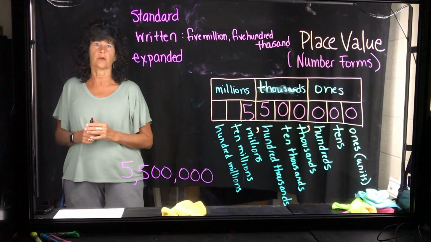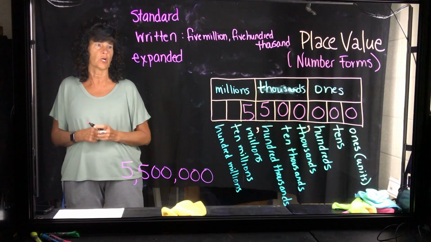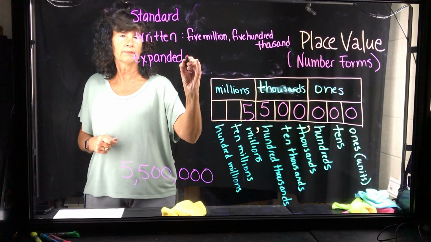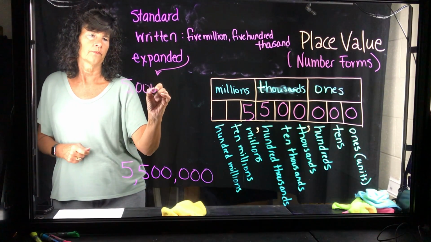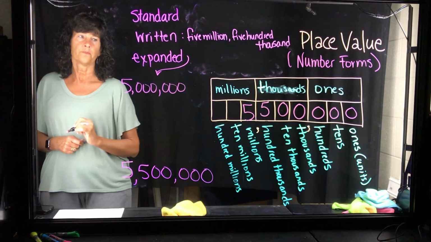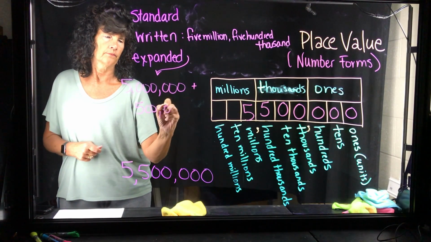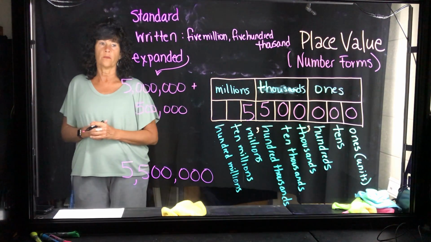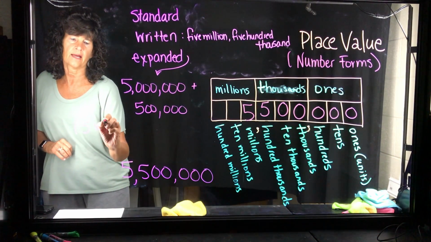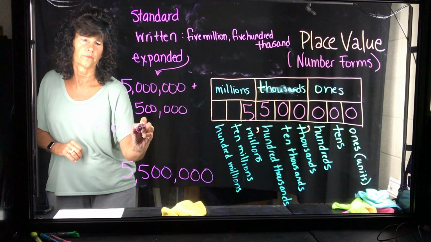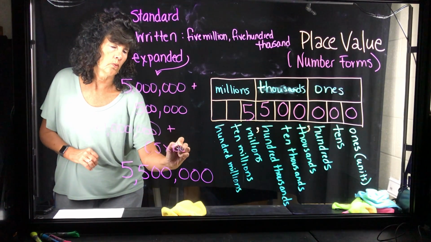Five million, five hundred thousand. That's that number. Now I'm going to write it in expanded form, and it's easy to do because I've already got it in my place value chart. 5 million, so I'm going to actually make a little arrow here. The expanded form is 5 million, right, plus 500,000. That's the expanded form. Or I could also write it as 5 times 1 million plus 5 times 100,000.